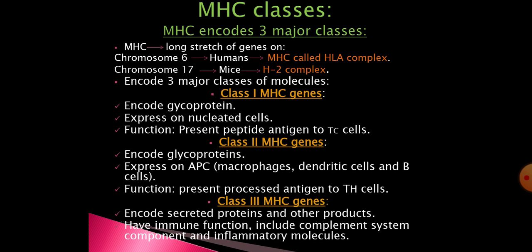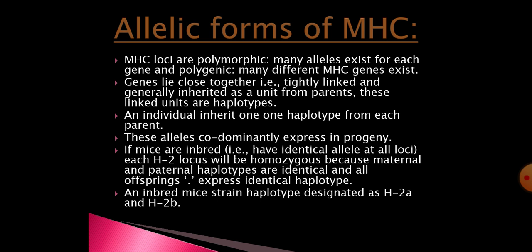Now comes the allelic forms of MHC. MHC has basically two allelic forms, but before moving on to that, I will tell you what an allele is. An allele is defined as one of two or more possible forms of a gene that are found at the same place on a chromosome. Those two forms are polymorphic and polygenic. Polymorphic is defined as when many alleles exist for each gene. Polygenic is defined as many different MHC genes exist.